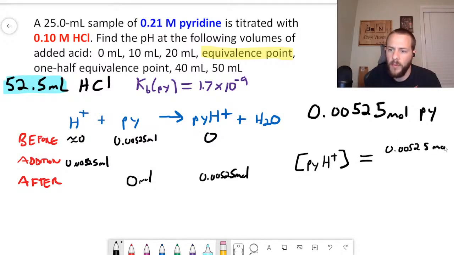0.00525 moles, right? And then we're going to divide that by the total volume. So we have 25 milliliters plus 52.5 milliliters. So what is that? 77.5 milliliters? 77.5 milliliters, that's what? 0.0775 liters? I think that's correct.